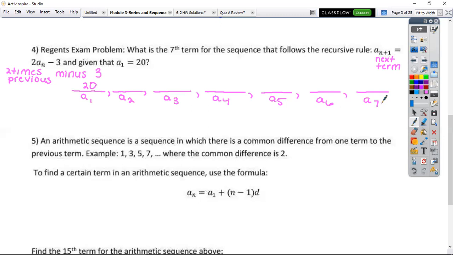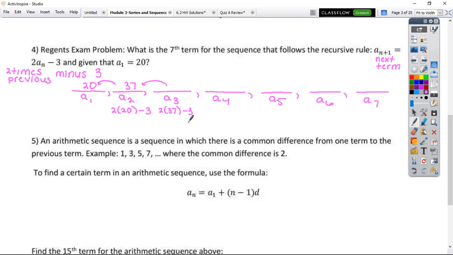Okay. So formula, I'm going to do what I wrote out on the side here. I do 2 times the previous. So I'm going to look right at the 20. So I do 2 times 20 and then minus 3. So 40 minus 3 is 37. Do it again. 2 times the previous minus 3.